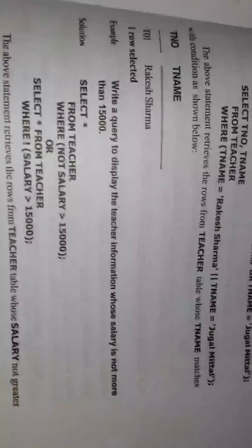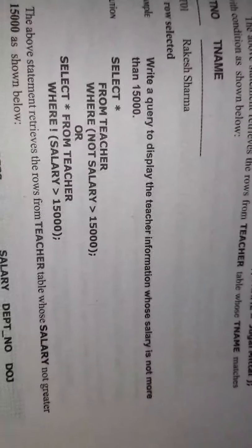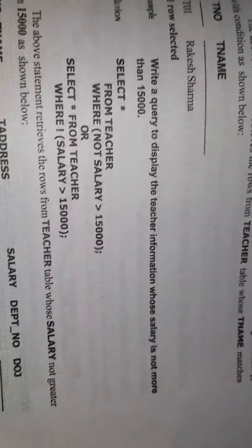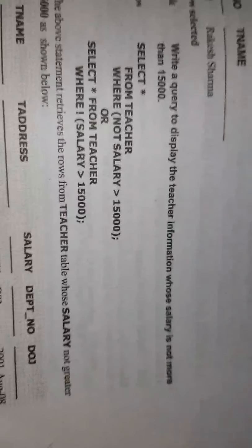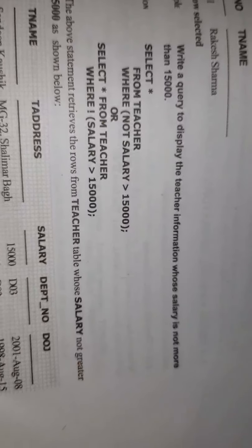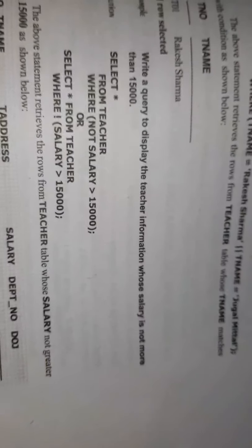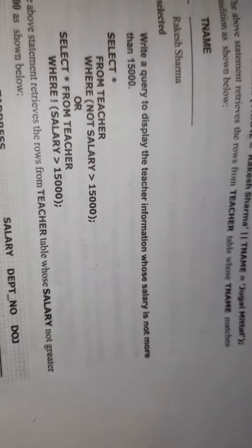Similarly, you have the logical NOT operator. The logical NOT operator is the exact opposite of the other operators. Here the query is to display the teacher information whose salary is not more than 15,000. So now you have to display the teacher information whose salary is less than 15,000. From the question itself you can understand that you have to use the NOT operator, whose salary is not more than 15,000, right?